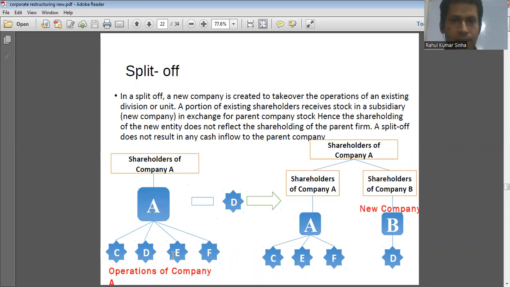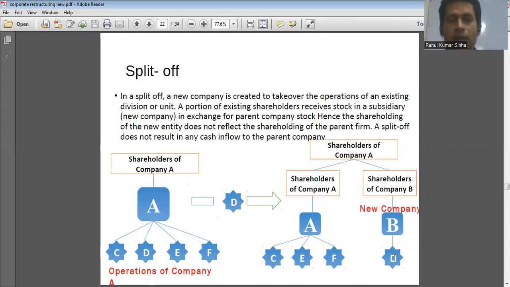A new company is created to take over the operations of an existing division or unit. It means a company is already there. You see company A is already there, and it has operations such as C, D, E, F. And what is happening in the case of a split-off? A new company is created. So the shareholders of company A, now a new company B is created, and it will take over all the operations carried out in the name of activity D. So a portion of existing shareholders receives stock in the subsidiary in exchange for parent stock. Hence, the shareholding of the new entity does not reflect the shareholding of the parent.